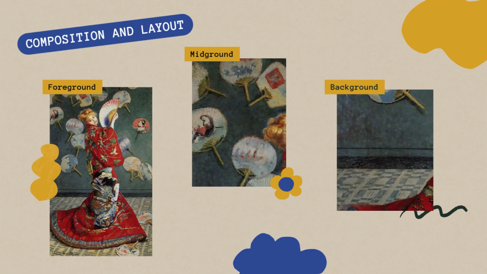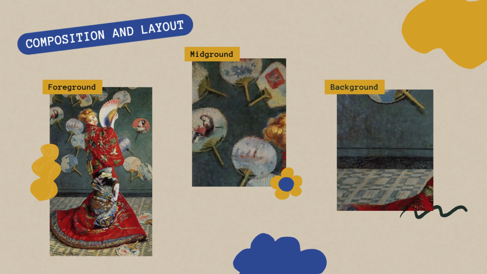Next, I'm going to talk about the composition and layout of this piece. For the foreground, it's Monet's wife, Camille Monet. She is the central figure, wearing a vibrant red kimono decorated with gold and floral patterns. Her pose holding a fan is dynamic. People think she's dancing a traditional Japanese dance. It emphasizes the movement and elegance.